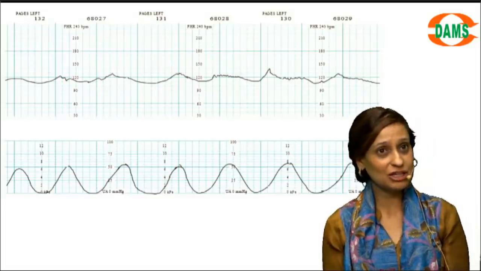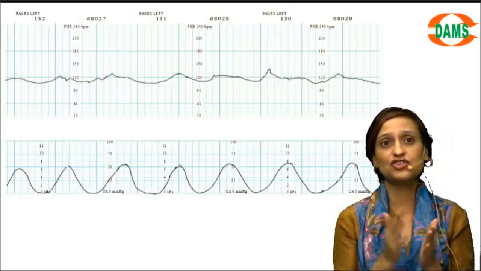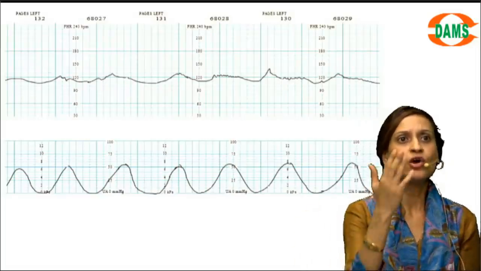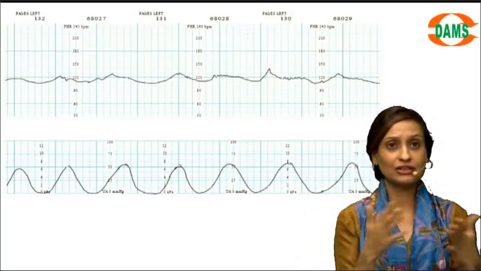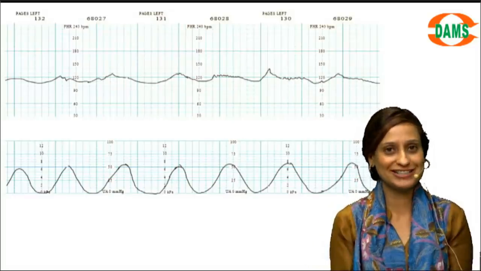Now, this is a patient who is still in the latent phase of labor and is showing late decelerations. And 1, 2, 3, 4, she's showing, so this 10-minute graph is actually showing us almost 4 late decelerations.